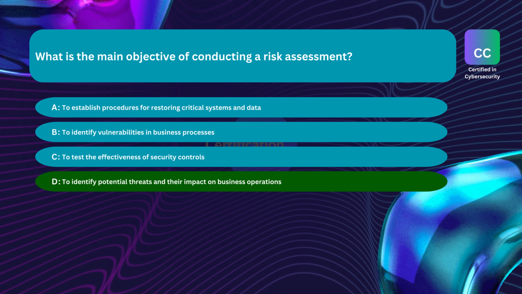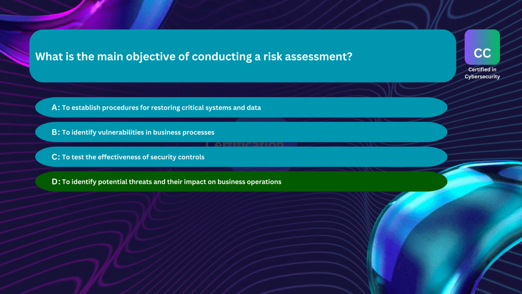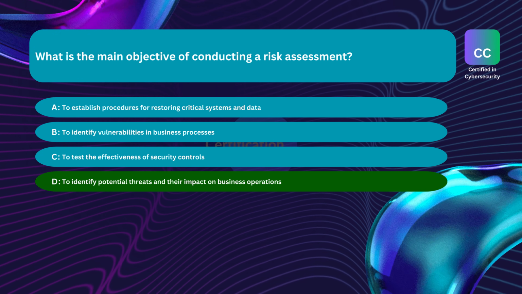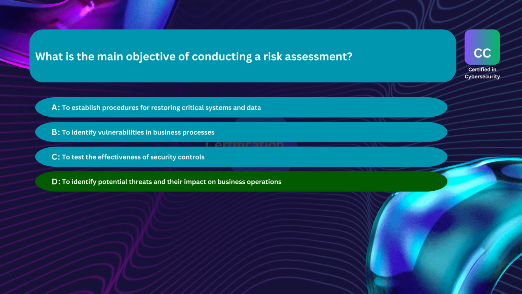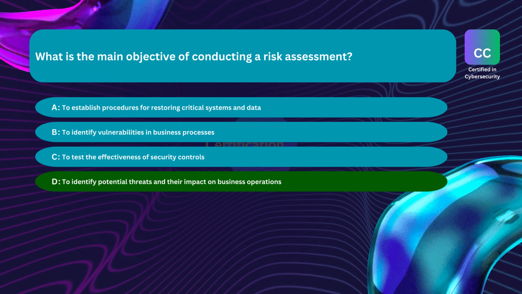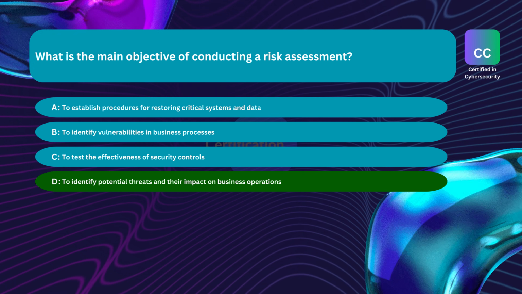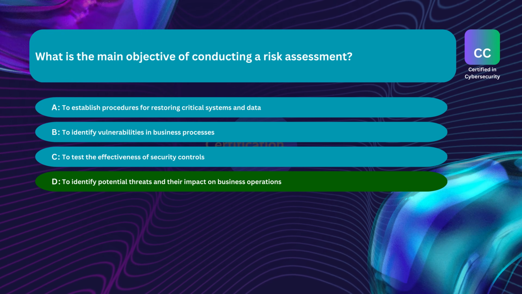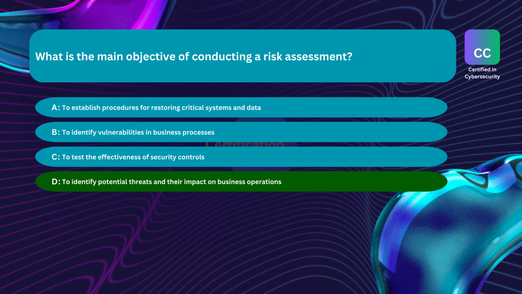The correct answer is Option D, to identify potential threats and their impact on business operations. The primary purpose of a risk assessment is to identify potential threats and their impact on business operations. This involves assessing the likelihood and potential impact of various threats and identifying the resources and processes needed to mitigate them.